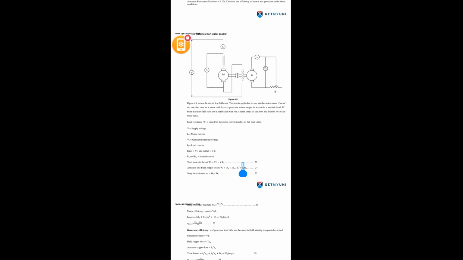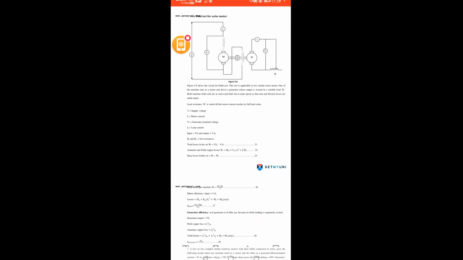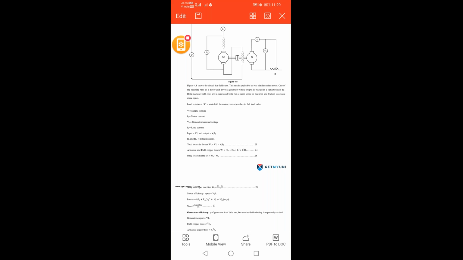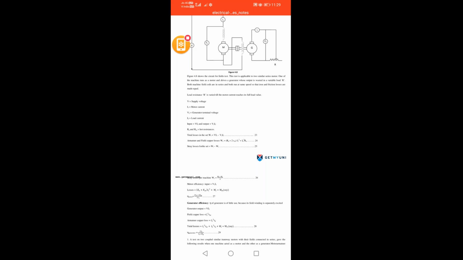So finally we get the stray losses as total losses minus copper losses. What is the main intention of this type of field test? We need to find the efficiency. Generally, to find the efficiency of a series motor, it is not possible without load. Without load we cannot find the efficiency. It is highly impossible. Why? Because the speed would be high, a dangerous speed.